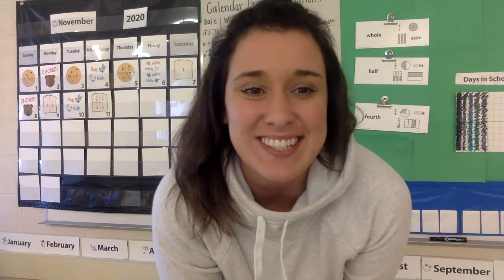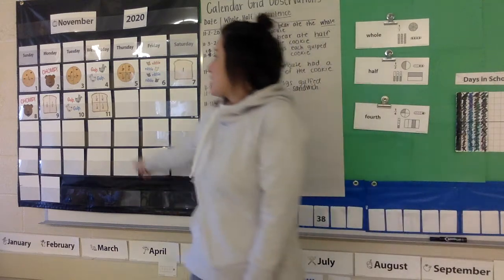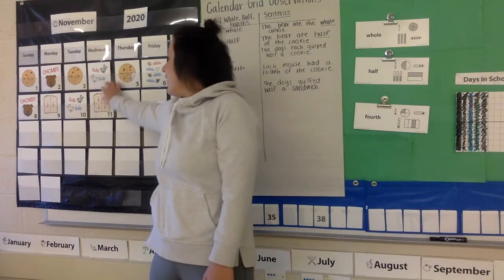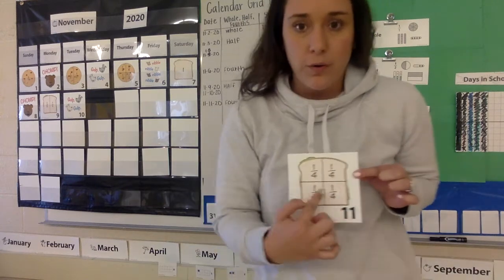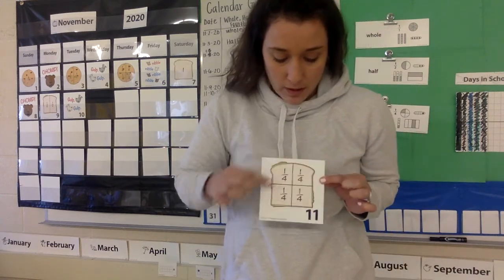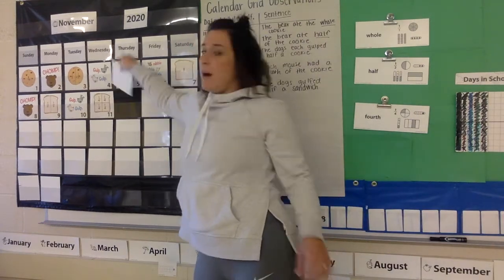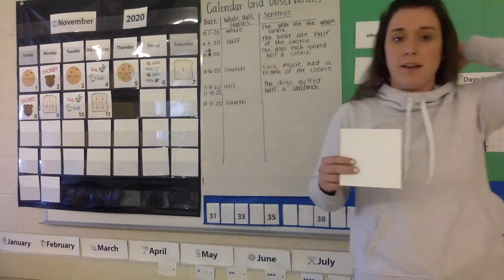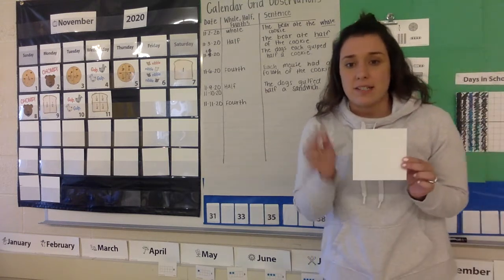Friends, today is Thursday. So we're going to take a look at our calendar. Yesterday we had a sandwich and it was cut into fourths, 1/4. What is today going to be? What's the number? What is underneath this square today?